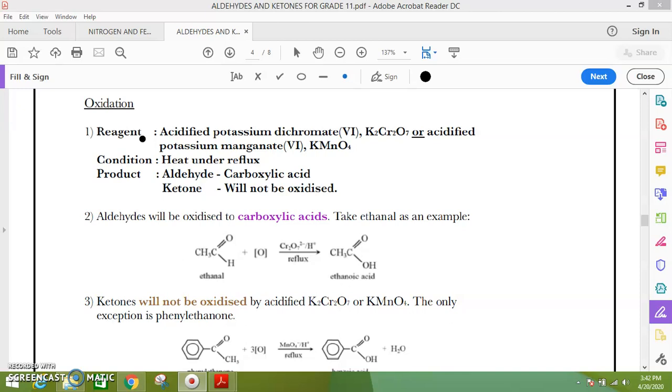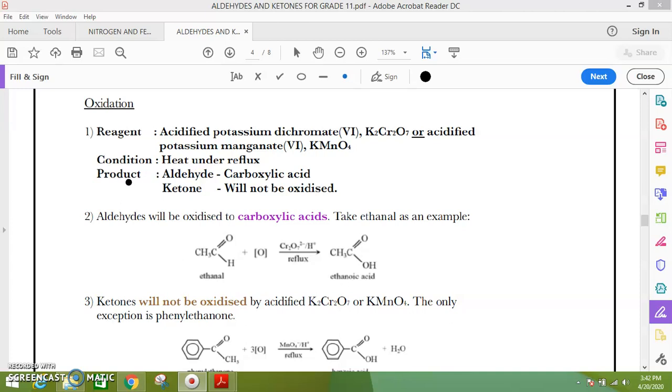We call it an oxidizing reagent. We also use these two oxidizing reagents in alcohols for oxidation of primary and secondary alcohol: acidified potassium dichromate and acidified potassium manganate. You can use any one of them. Both we call oxidizing reagents. The condition required for oxidation is heat under reflux.